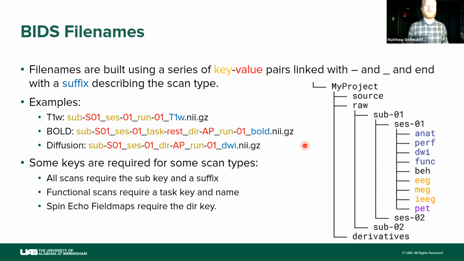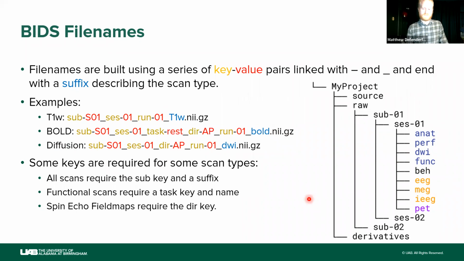And so all of these scans are going to be sorted into the specific folder that they belong to. So the T1 weighted image would be sorted into the anat folder here. The bold image would be sorted into the func folder here. And then this diffusion scan would be sorted into the DWI folder here.